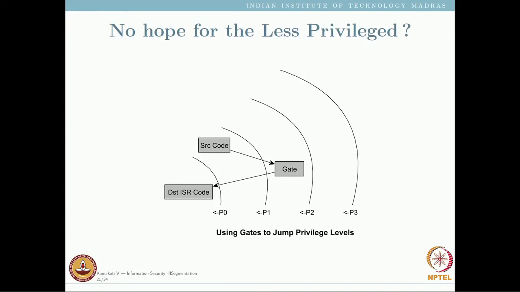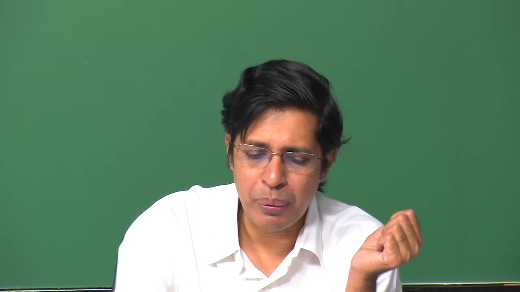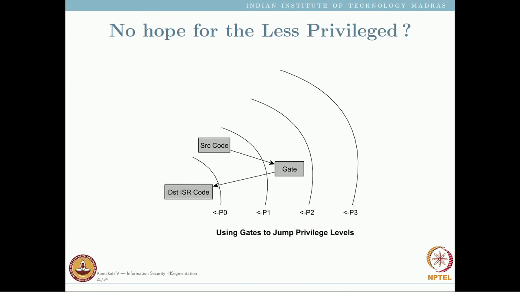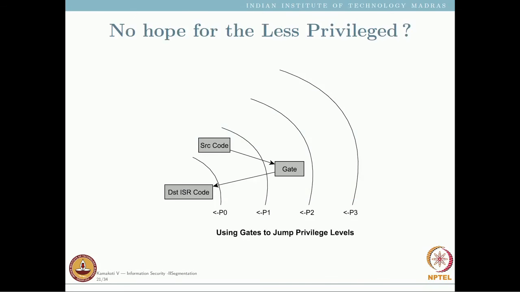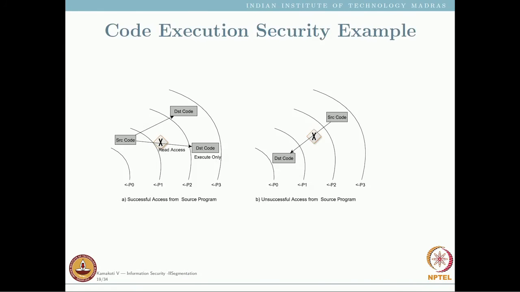So, for accessing the more privileged code, we introduced the notion of a call gate, through which code can access numerically lesser privileged code. A source code in privilege 1, using a gate, can go and access an interrupt service routine or any code at privilege 0 using the call gate or the trap gate. So, I will quickly go through this again.